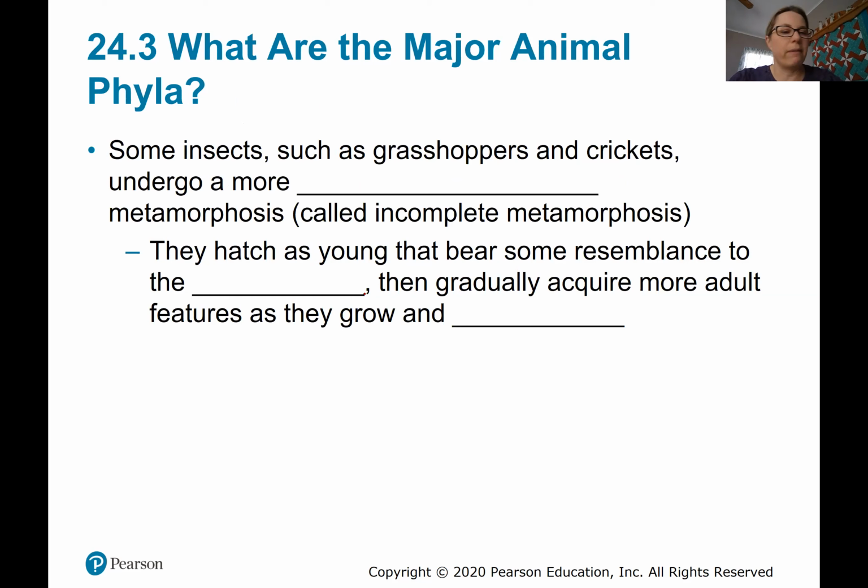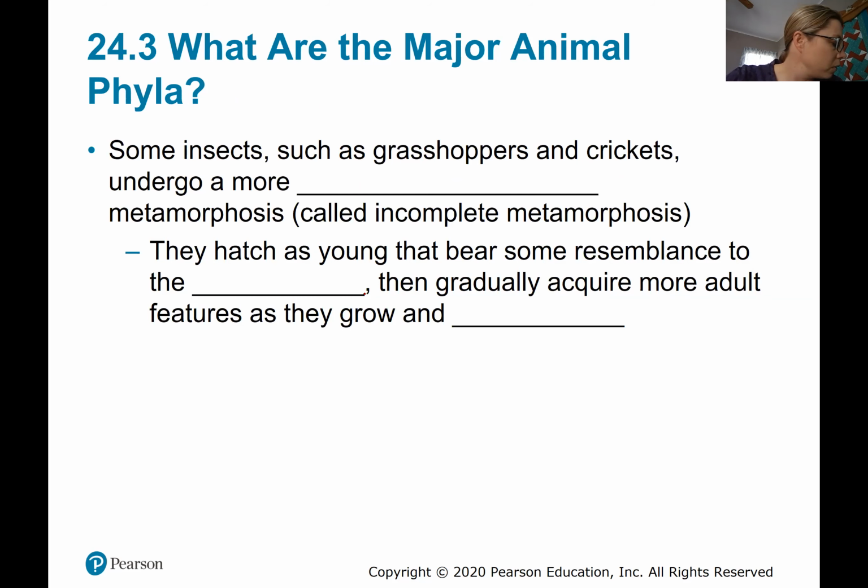Some insects, however, do not undergo complete metamorphosis. Basically, this metamorphosis, complete or incomplete, describes a developmental type. So going from the egg to the adult, how does that happen? How does it grow and develop?